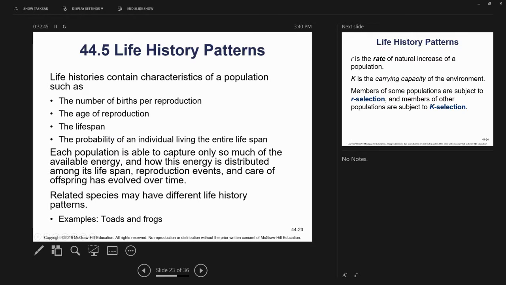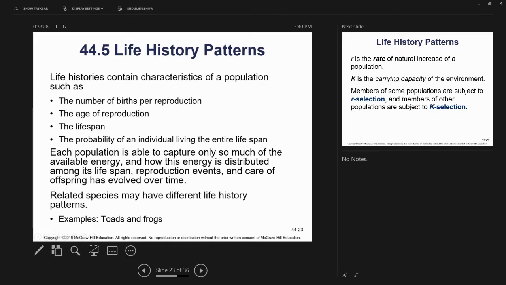All right, we can evaluate populations in terms of their life history patterns. When we look at life history, we're talking about the number of births per reproduction. Is there a single individual, a small litter size of 2 to 3, or thousands? What's the age at which reproduction occurs? When does reproductive or sexual maturity occur? When can organisms start reproducing? What's the total lifespan? So can I have more than one reproductive event in my life, or is it a short lifespan, one reproductive event, and that's it? And then what's the probability of any individual living the entire lifespan and therefore reproducing, and how many times?